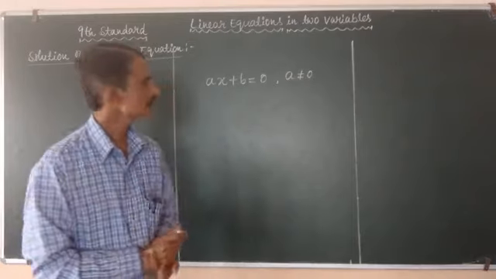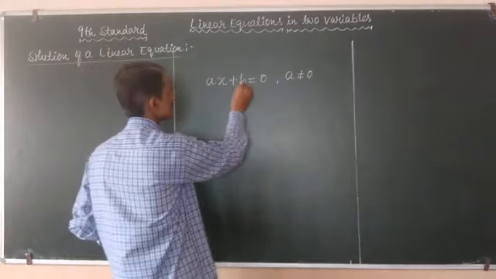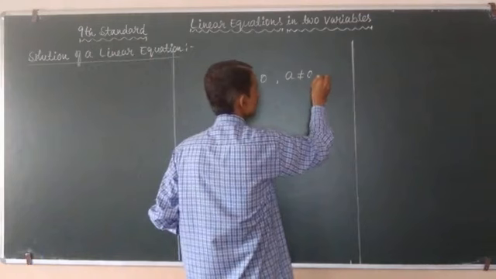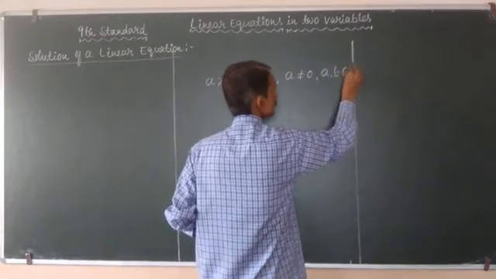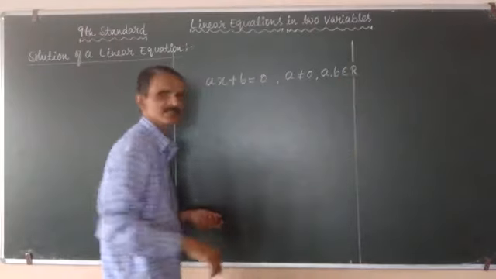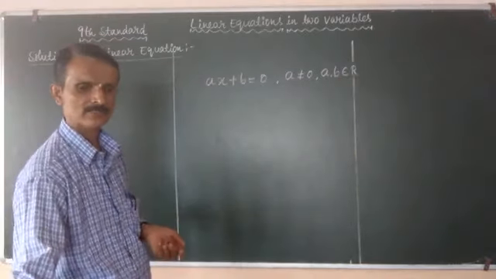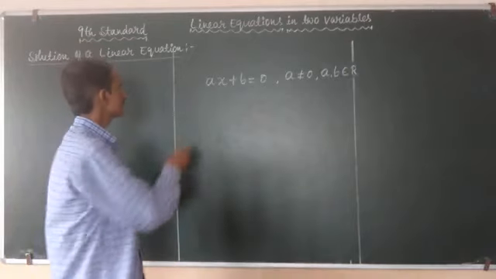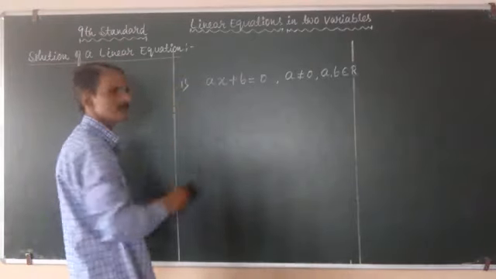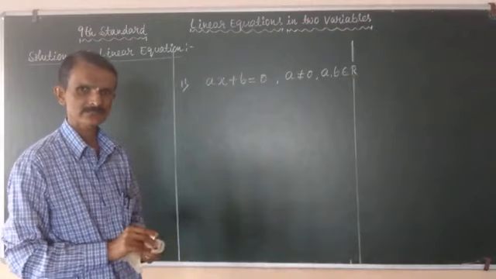So a and b should belong to the set of real numbers. They should be real numbers. So this is the standard form of a linear equation in one variable.